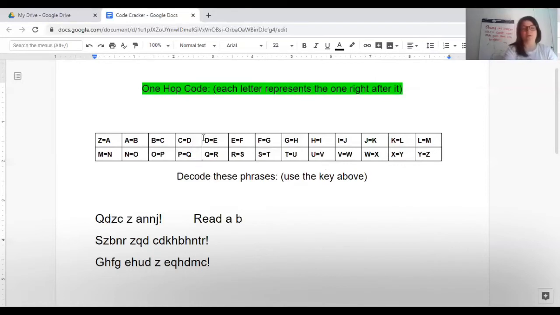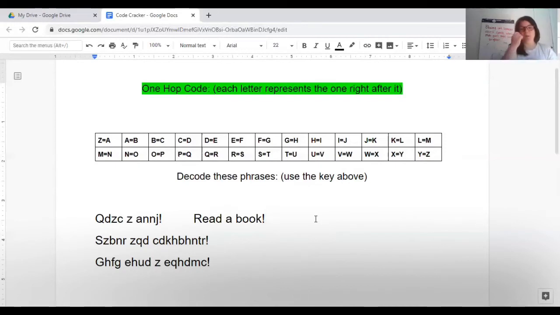So let's look for the N. The N equals the letter O. That means instead of having 2 N's, I should actually have 2 O's. And then my very last letter is a J. And if I come over here, I can see that the J equals K. So I'm going to type a K. And of course I have an exclamation point, so I need to add that as well. And my secret phrase that I just decoded is read a book.